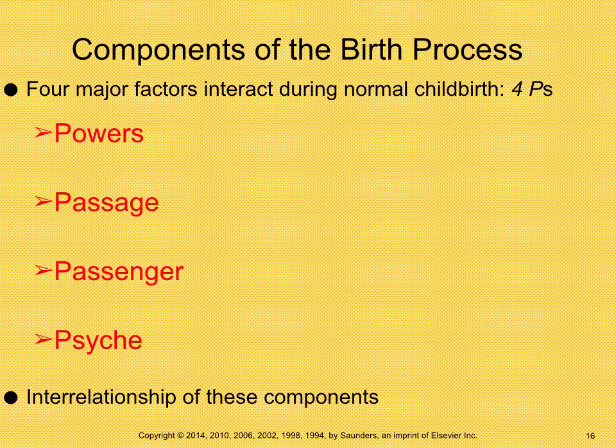Components of the birth process. When we talk about components of the birth process, we're going to talk about 4 major factors that interact during normal childbirth. We're going to use the 4 P's to describe that. The powers, meaning the maternal power and effort; the passageway, meaning the birth canal or the vagina; the passenger, meaning the fetus; and the psyche, or the maternal outlook and experience of labor and delivery. And we're going to talk about the interrelationship of these components.